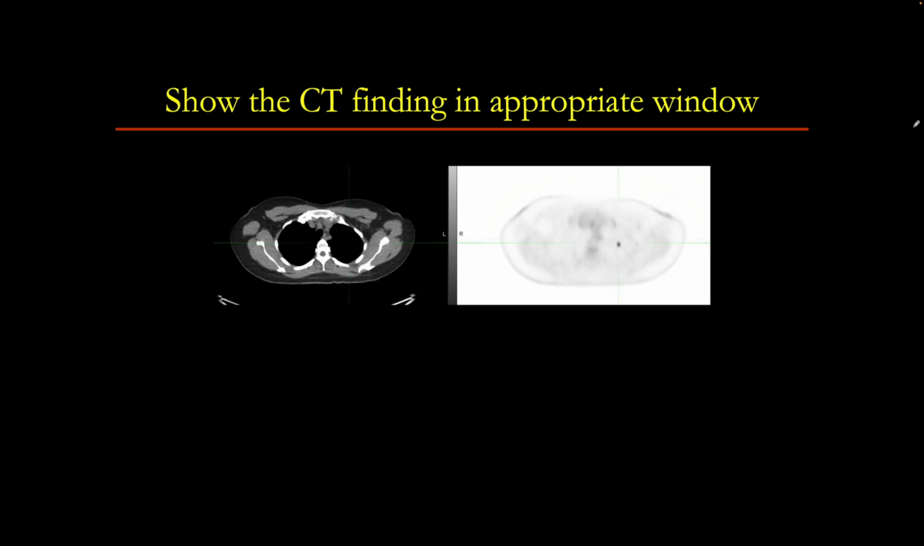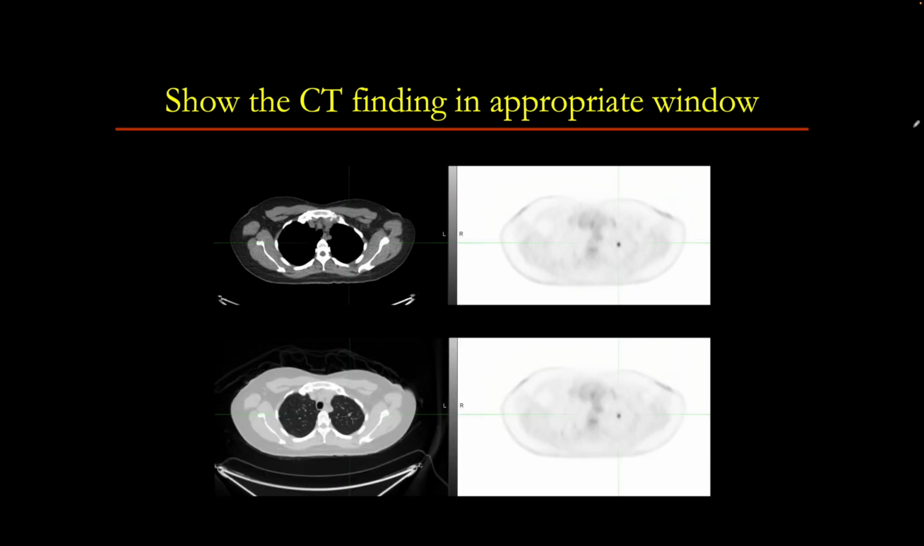My next advice is to show the CT finding in appropriate windows. So here I'm showing you focal hypermetabolism in a left upper lobe lung nodule, but the corresponding CT image is in a soft tissue window where the lung nodule is not seen. So in this situation, a better thing to do is to show the sub-centimeter lung nodule in the lung windows for the audience to appreciate that there is a nodule that takes up FDG and is likely metastatic.